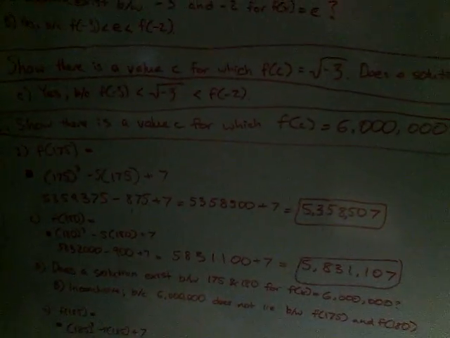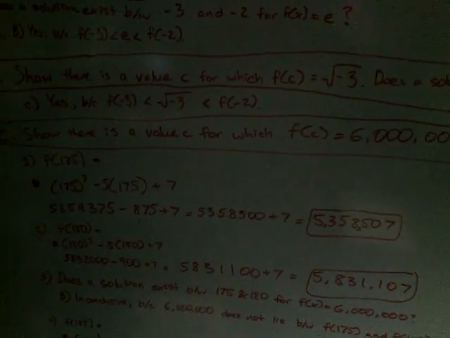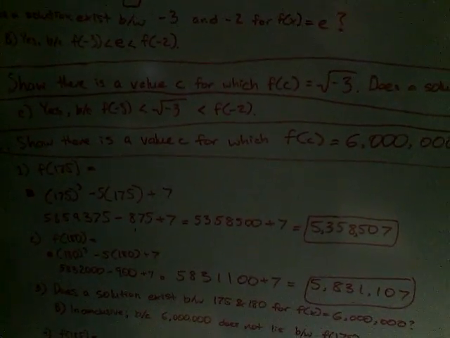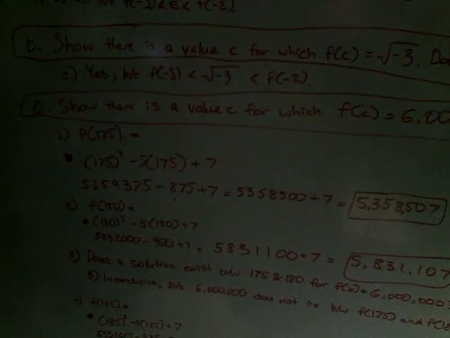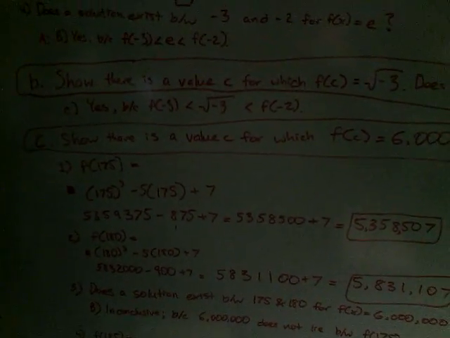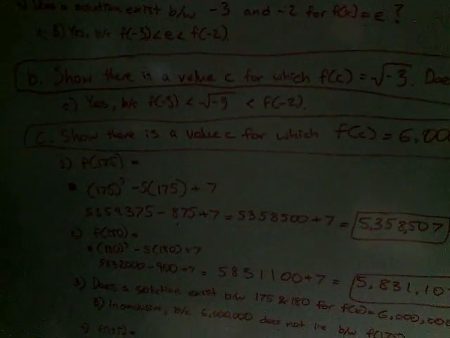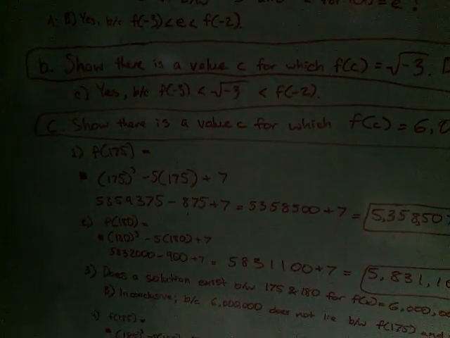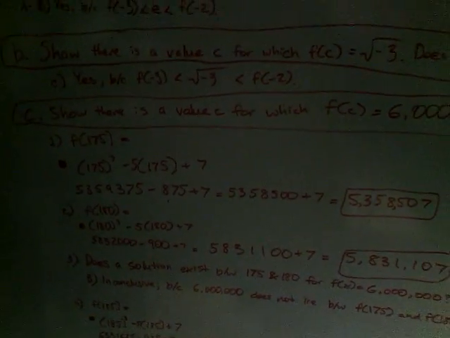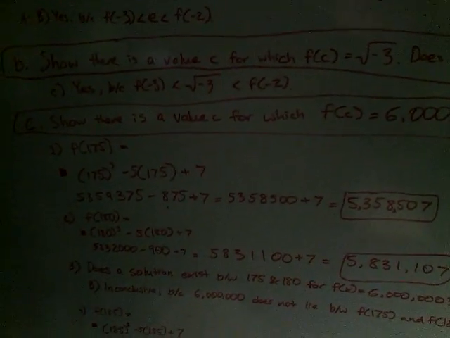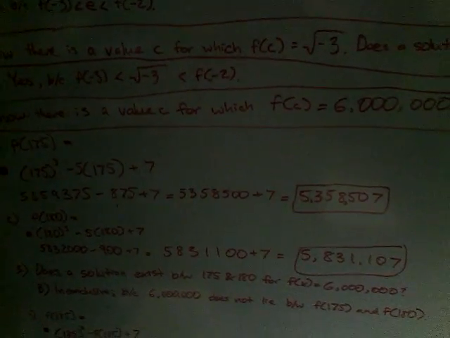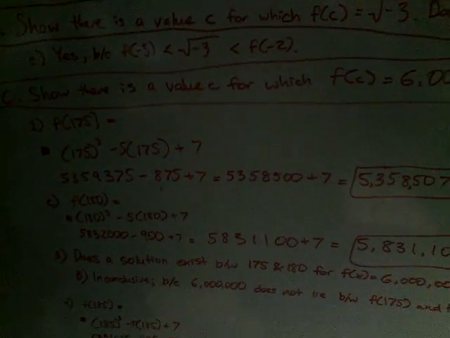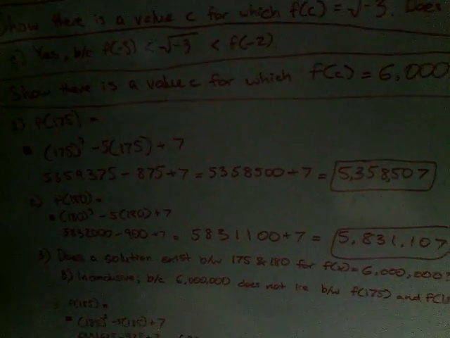Now we move on to question C. They want us to show if there's a value for c when f of c is equal to 6 million. What we go through is a bunch of trial and error tests. We plug in f of 175, and through the same process as the previous problems shown in A, you find that f of 175 is equal to 5,358,507.